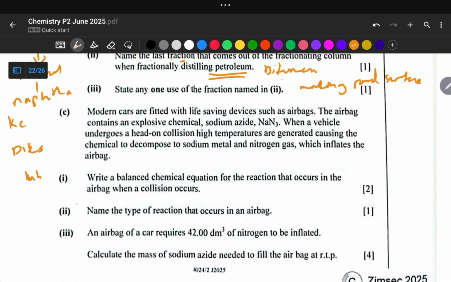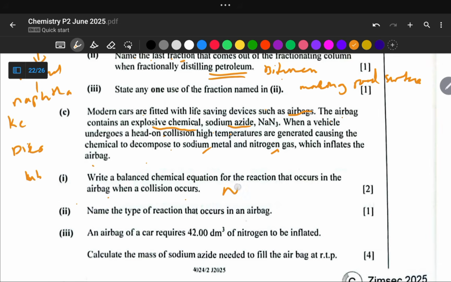Number C says modern cars are fitted with life-saving devices such as airbags, and the airbag contains an explosive material which is sodium azide. When a vehicle undergoes a head-on collision, high temperatures are generated, causing the chemical to decompose to sodium metal and nitrogen gas, which inflates the airbag. Write a balanced chemical equation for the reaction that occurs in the airbag when a collision occurs.